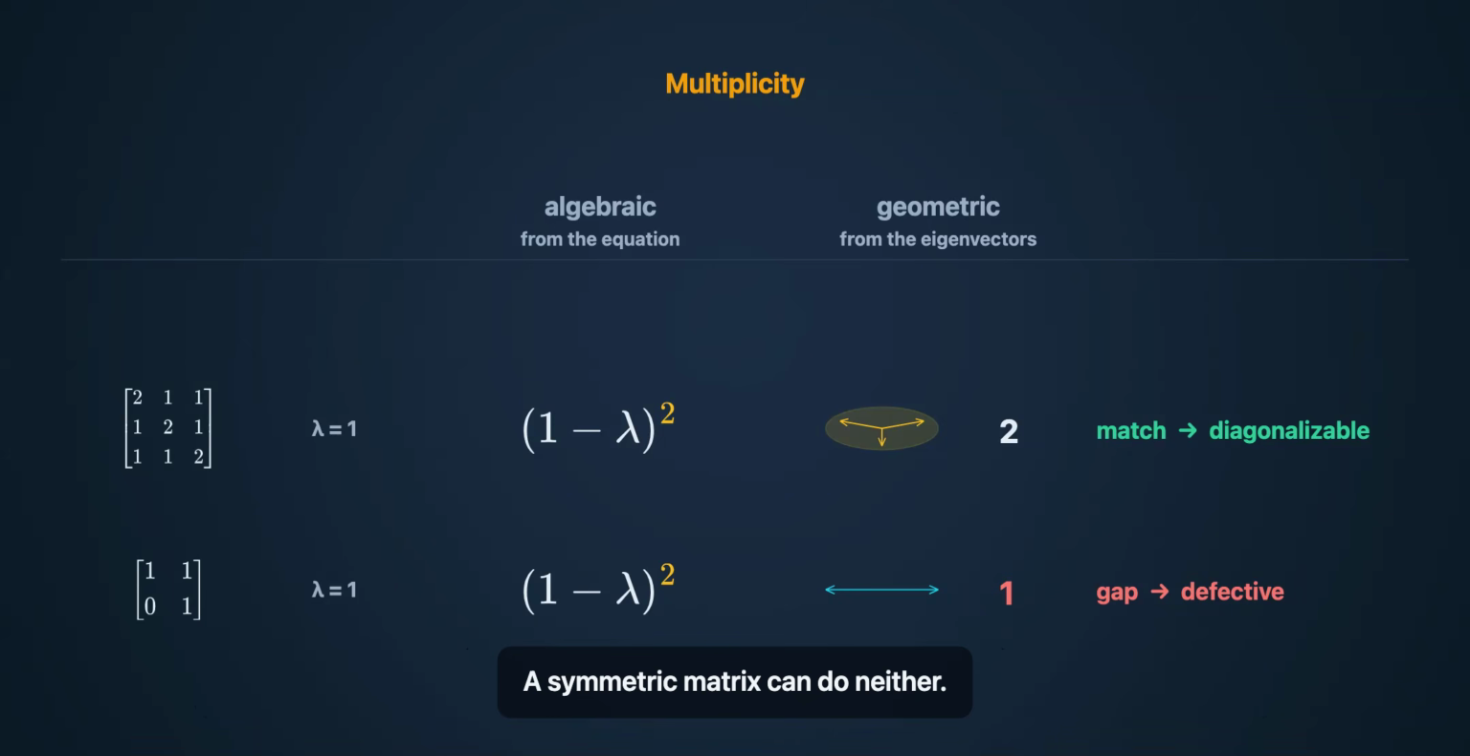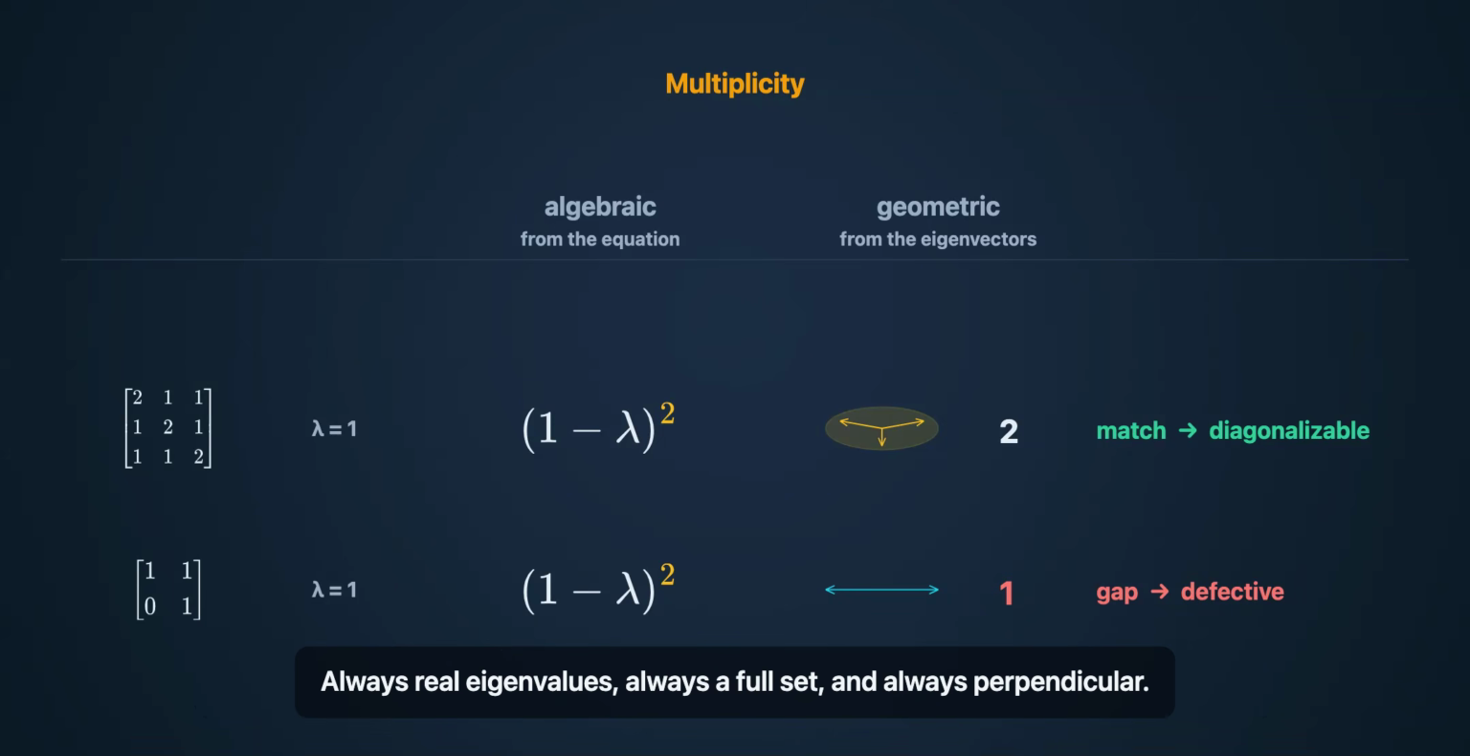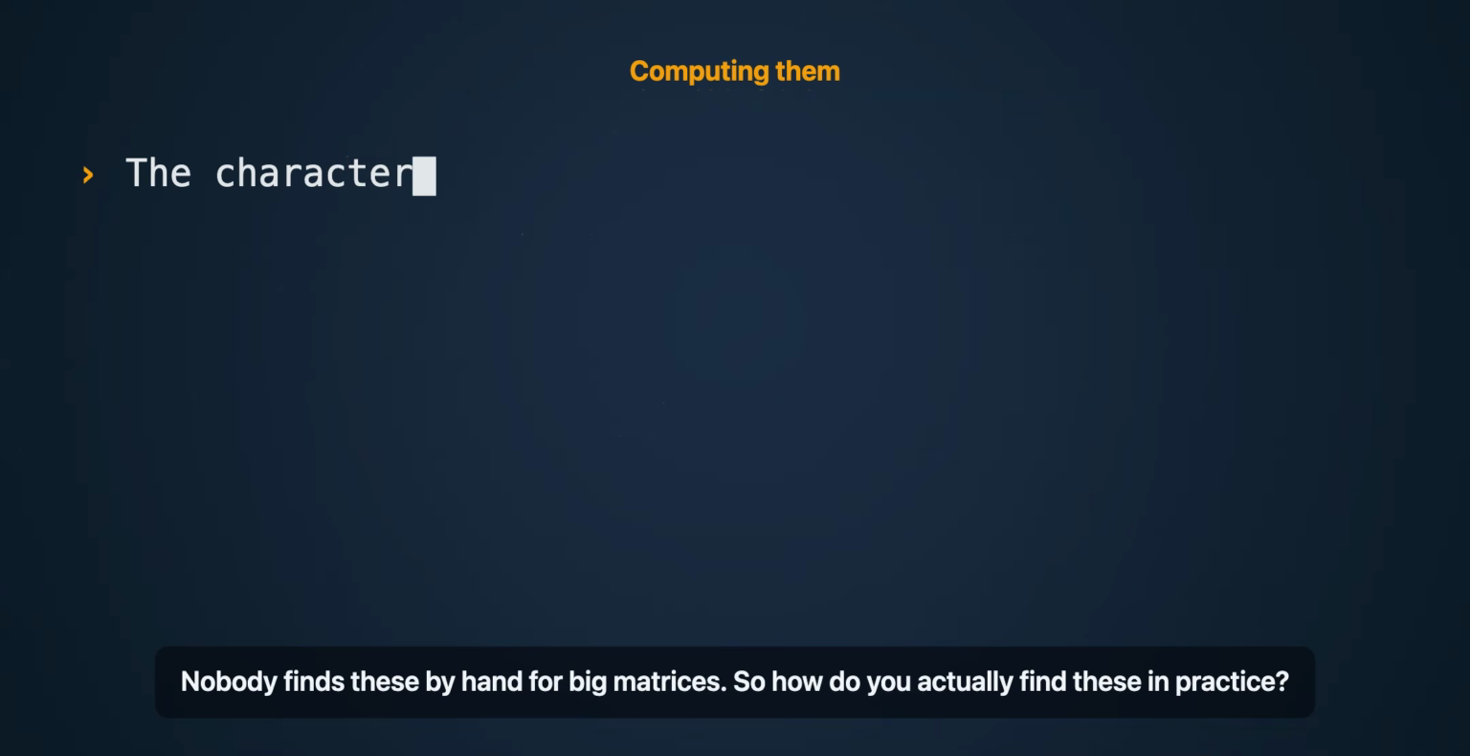A symmetric matrix can do neither. Always real eigenvalues, always a full set, and always perpendicular. That guarantee is the spectral theorem. Nobody finds these by hand for big matrices. So how do you actually find these in practice?